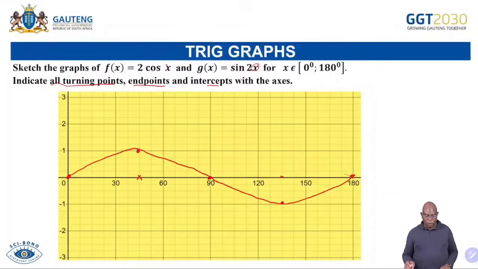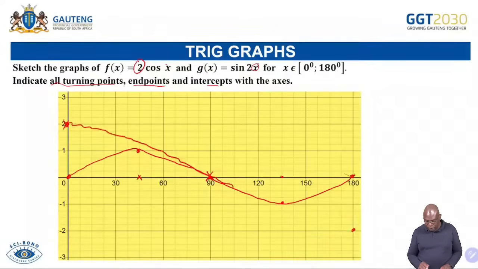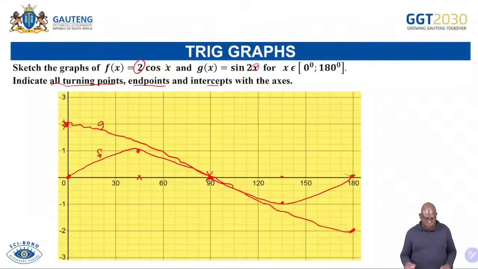So the other graph, which is 2 cos, will start from 2. Remember the cos graph starts from 1, but this one, because of that 2, will start from 2. So it will start from 2, then it goes to 90. I'm just going to put a cross there, and then it goes to -2 there. So I can just draw this graph roughly like that, and the graph will stop there. Right. So this is going to be my G graph. This is going to be my F graph. So now I've got the 2 graphs here, so that one must be the F and the other one must be the G.